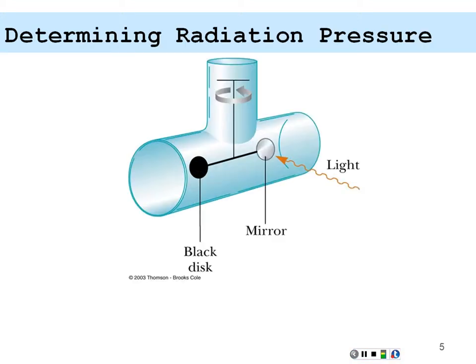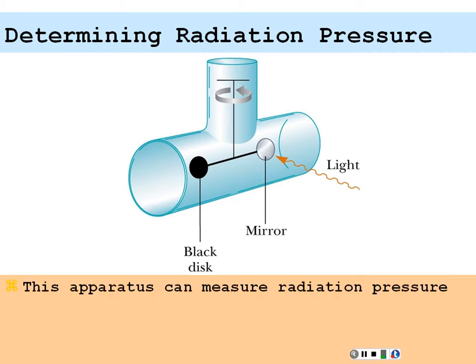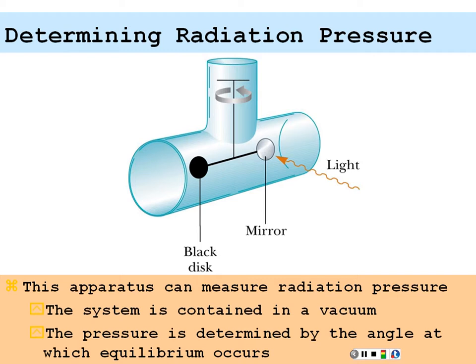One way we could determine radiation pressure is to set up this configuration where we have a black disk, which is absorbing your radiation coming in. We have a mirror that is reflecting your radiation, thereby giving you a double change in momentum. And where that comes up to an equilibrium point, you can measure those angles and determine from that what the difference in pressure is on either side and determine the radiation pressure from that.